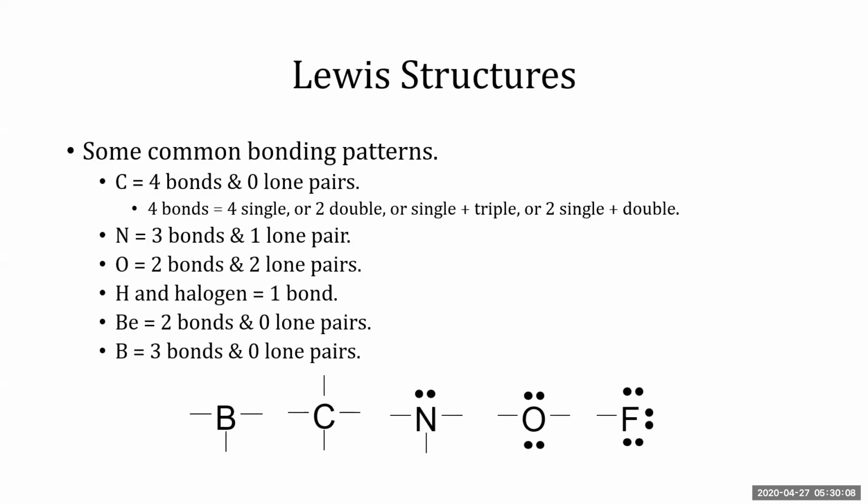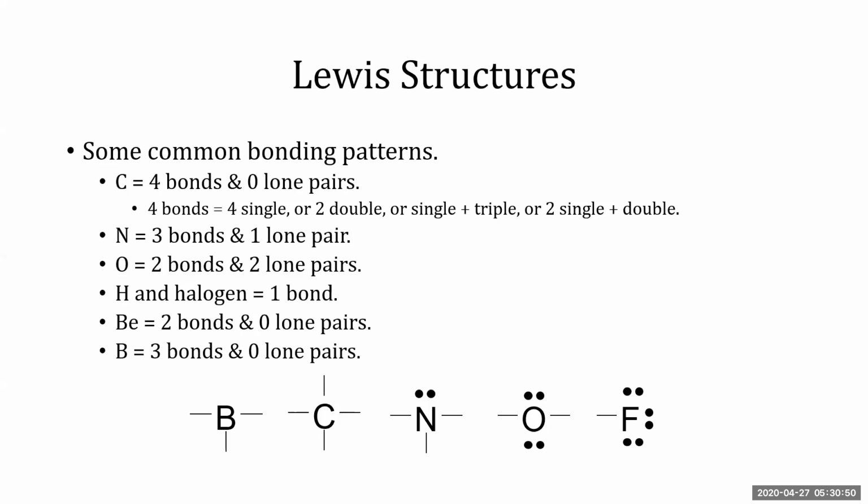For Lewis forms of molecules, some common bonding patterns are needed to be known. C, or carbon, has 4 bonds and no lone pairs. 4 bonds could be any of the following: 4 single bonds, 2 double bonds, a single and triple bond, or 2 single and a double bond.